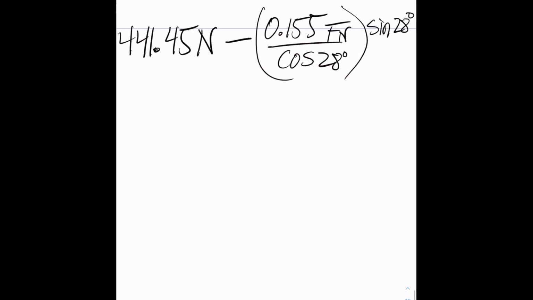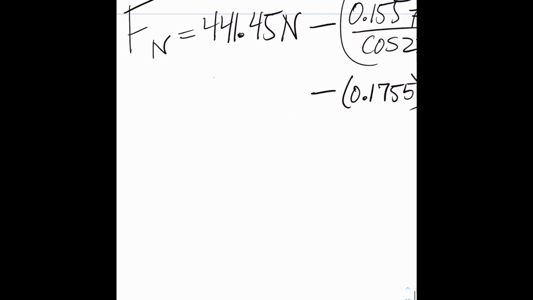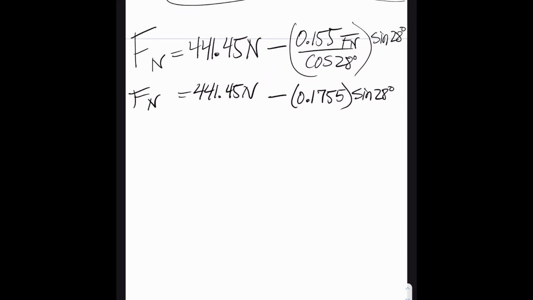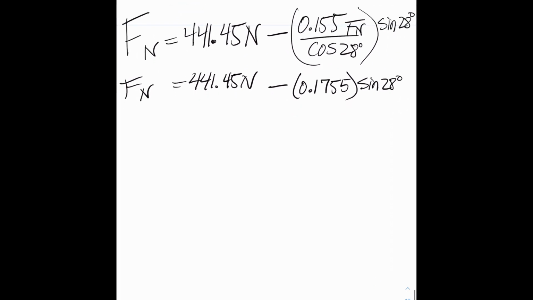So 0.155 divided by cos 28 is going to equal 0.1755. And I'm not going to round too much right now, because obviously we want to hold that rounding till the end, hold as long as we can, because then there's less error. So all right, so what is that?